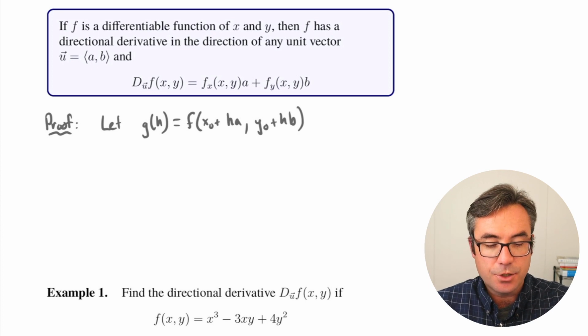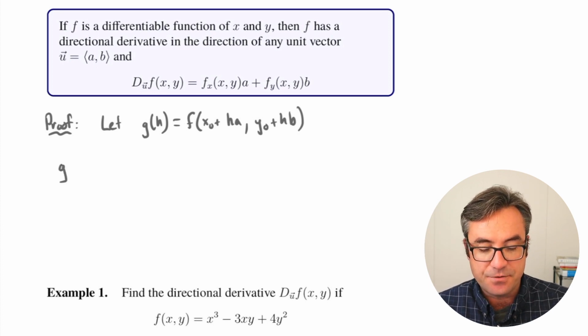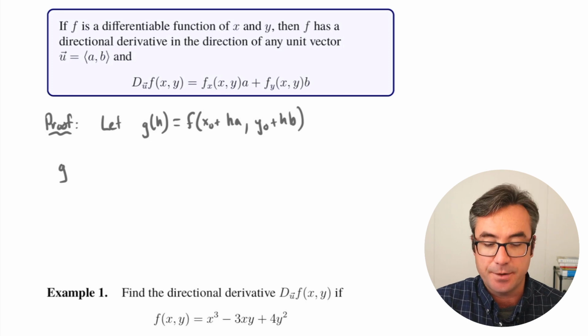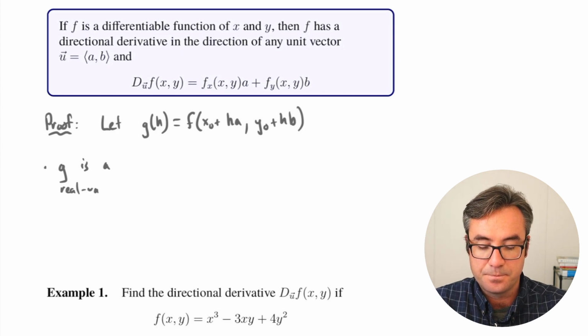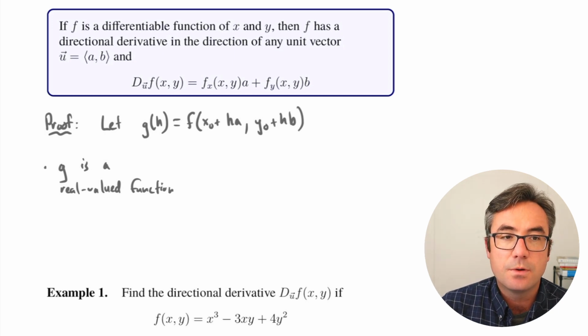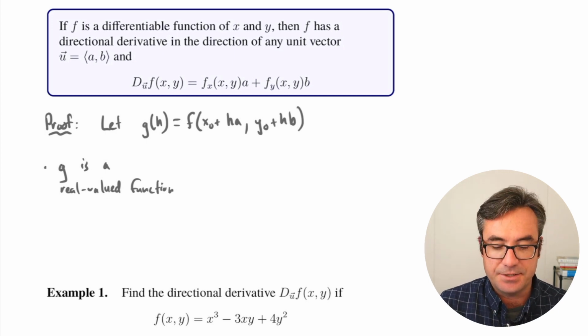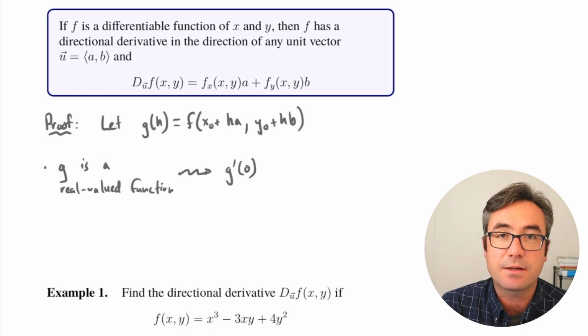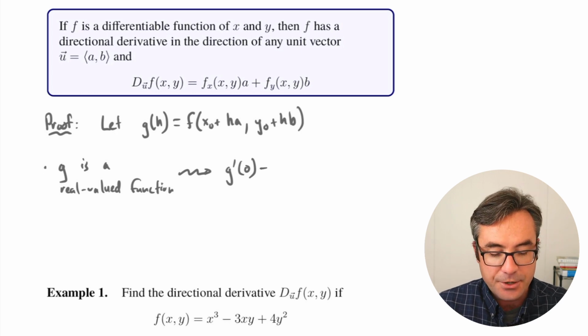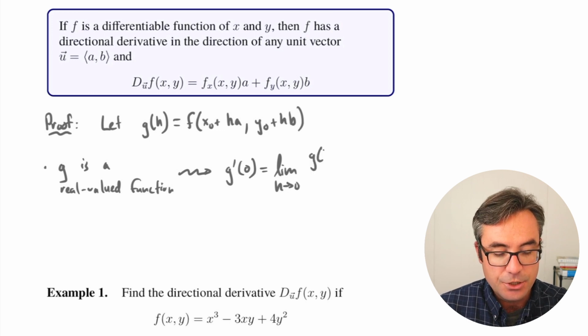And it turns out that this function g, which has h as its variable, is a real valued function. So it's a one variable function, so Calc 1 derivative applies. We can calculate the derivative of this directly at h equals 0 by doing our limit definition: as h goes to 0, g of h minus g of 0, all over h.